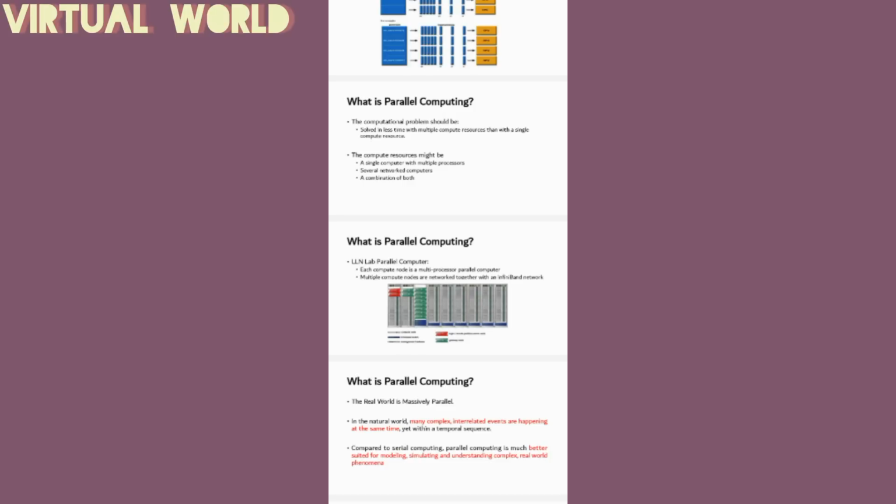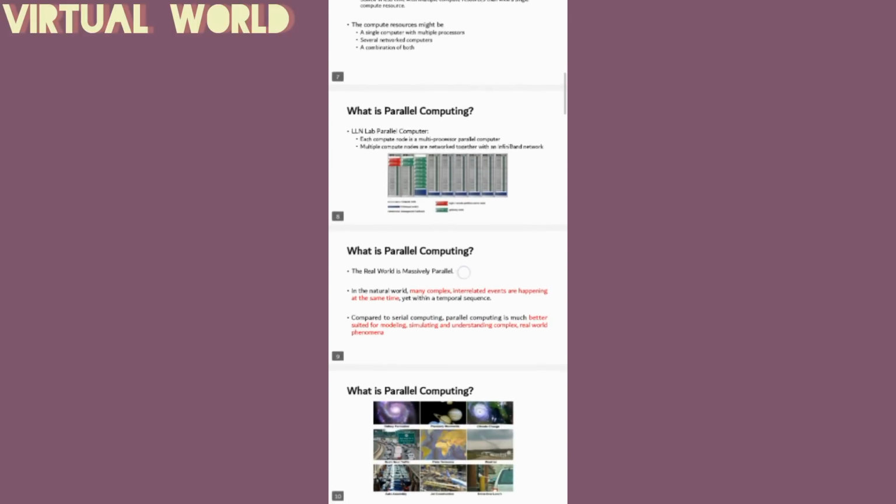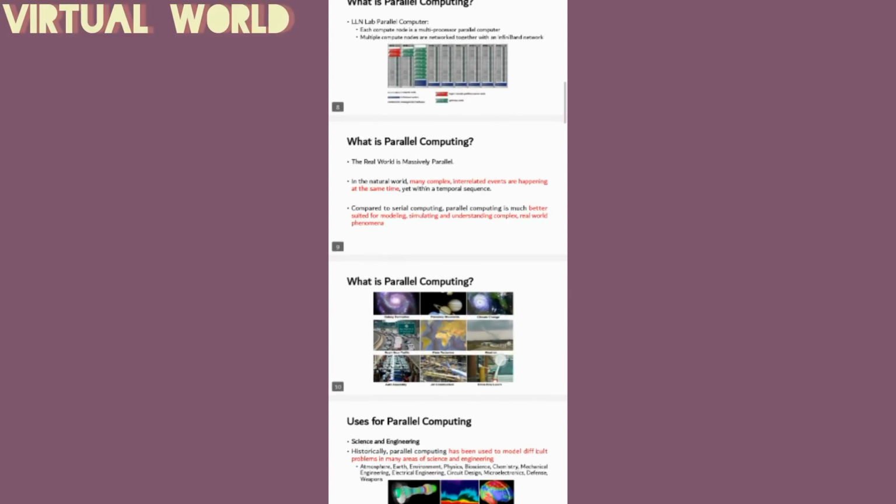Next, we have the computer resources. The computer resources we discuss here are a single computer with multiple processors, several networked computers, and a combination of both. In LLNL parallel computing, each compute node is a multiprocessor parallel computer, and multiple compute nodes are networked together with an InfiniBand network.